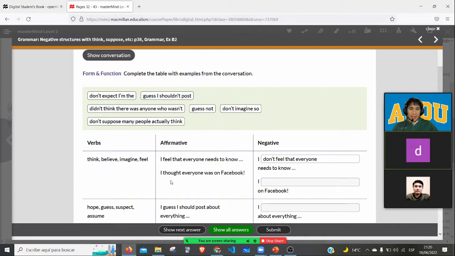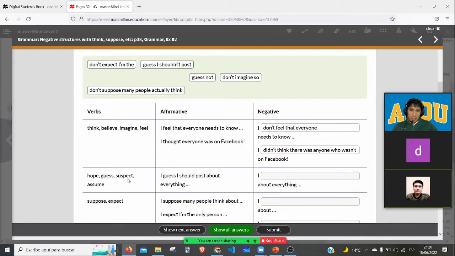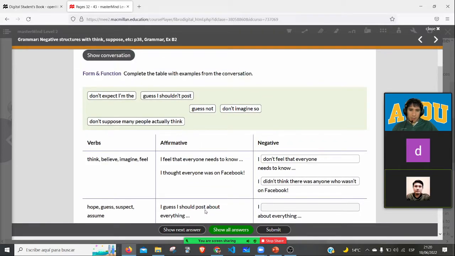Next. I thought everyone was on Facebook. I didn't think there was anyone who I wasn't. Okay? But what happens when we have hope, guess, suspect and assume? I guess I should post. I guess I shouldn't. Please never say I don't guess. No creo. I don't guess. I should post. I guess I shouldn't.